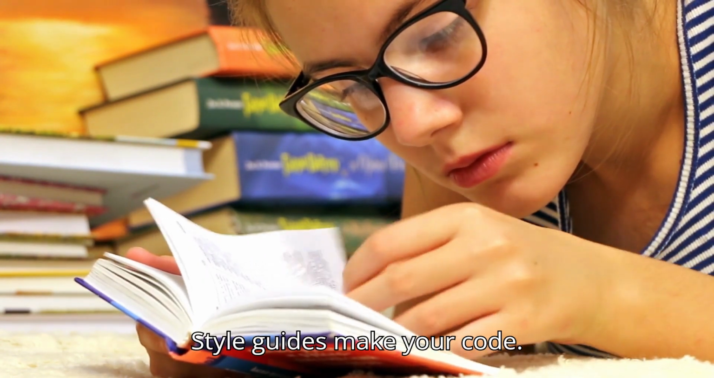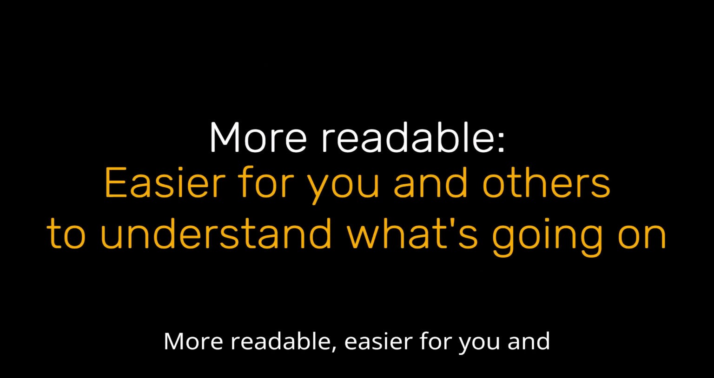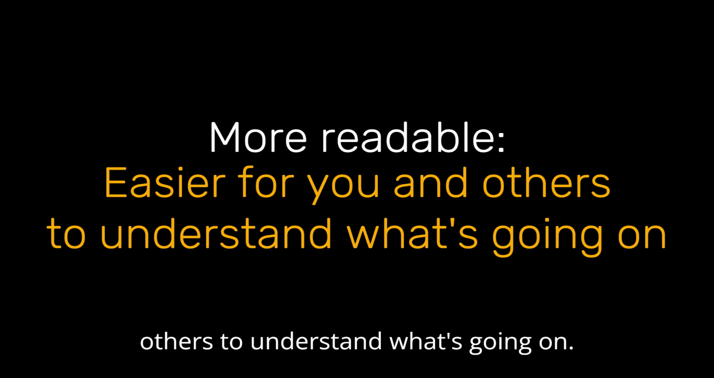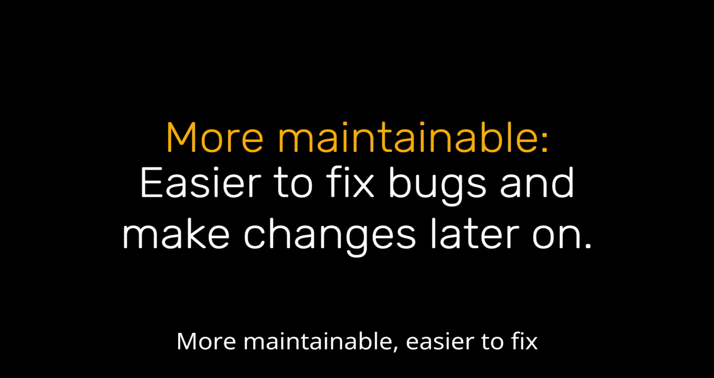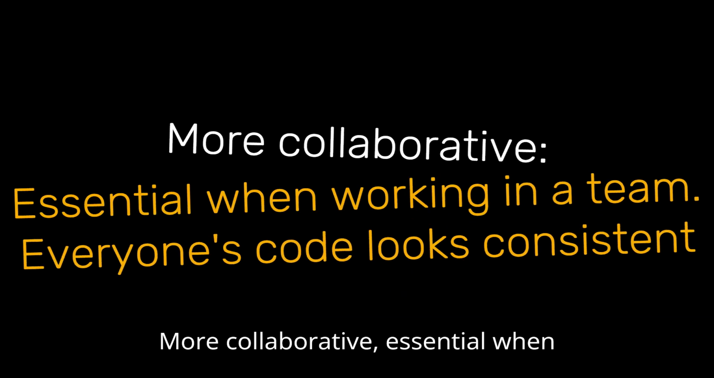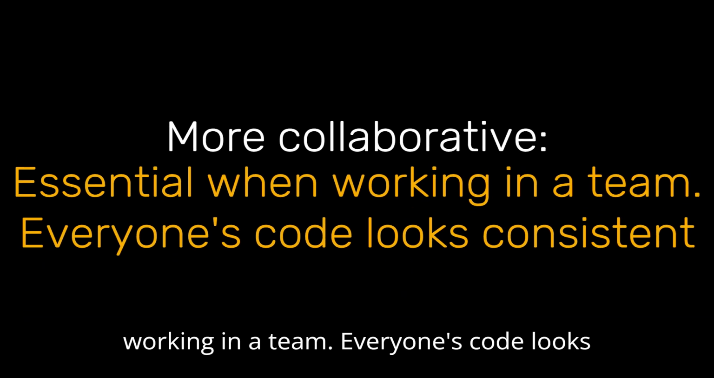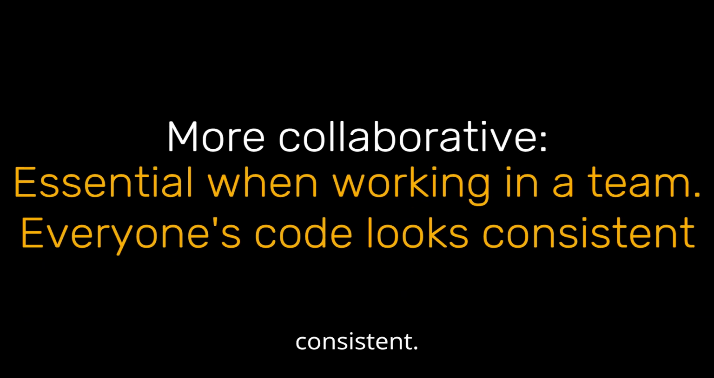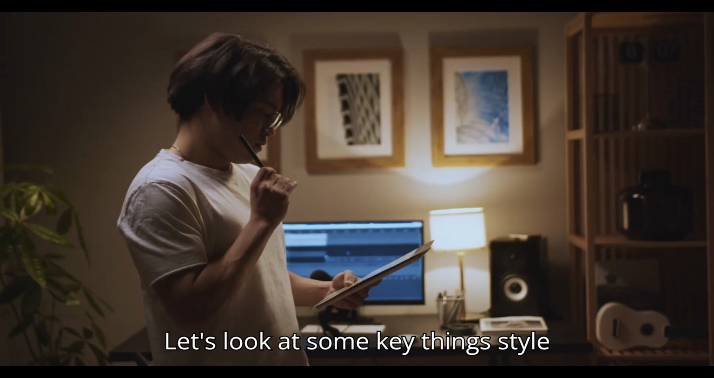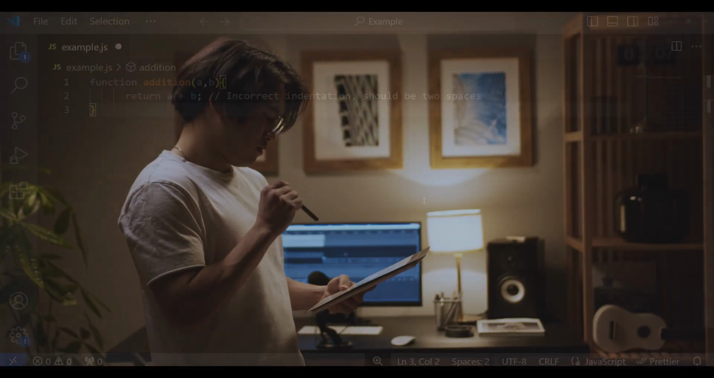Style guides make your code more readable, easier for you and others to understand what's going on; more maintainable, easier to fix bugs and make changes later on; more collaborative, essential when working in a team. Everyone's code looks consistent. Let's look at some key things style guides usually cover.